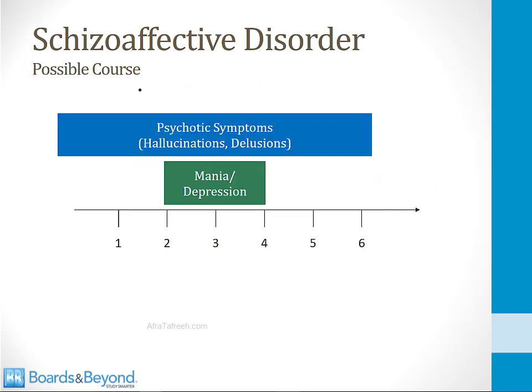So here's a possible course of what someone with schizoaffective disorder might look like over a couple of months. The patient would have chronic psychotic symptoms related to schizophrenia, and then for a brief period of time, they would also have evidence of a mood disorder like mania or depression. Note that there are many periods in time, like here and here, where they are having psychotic symptoms alone. That is what you see in schizoaffective disorder.